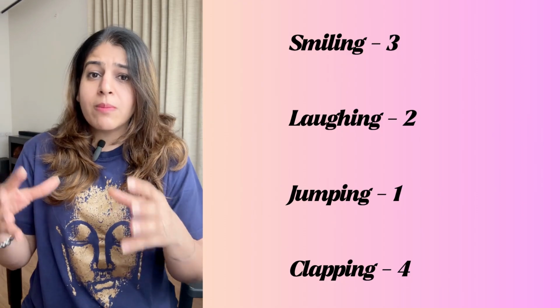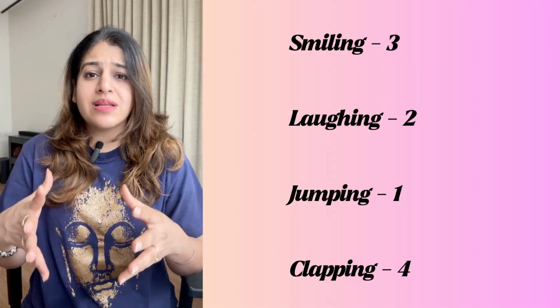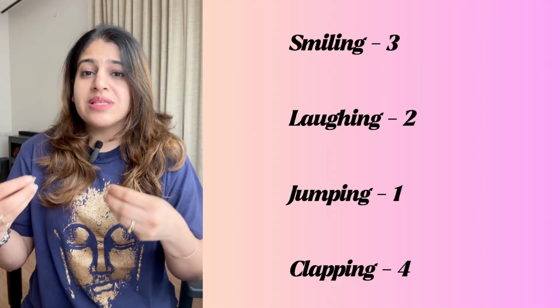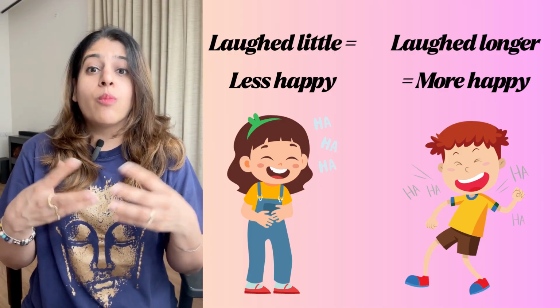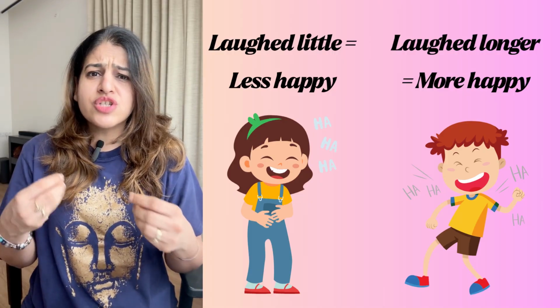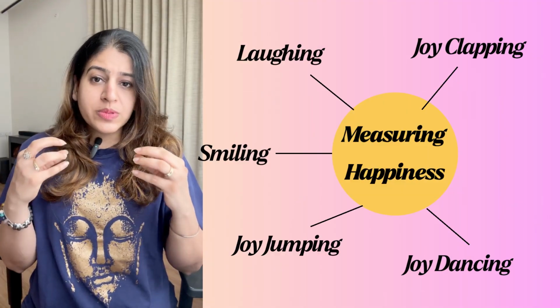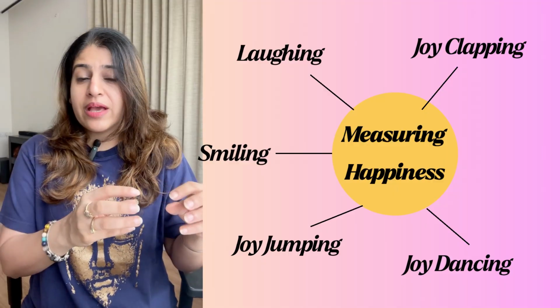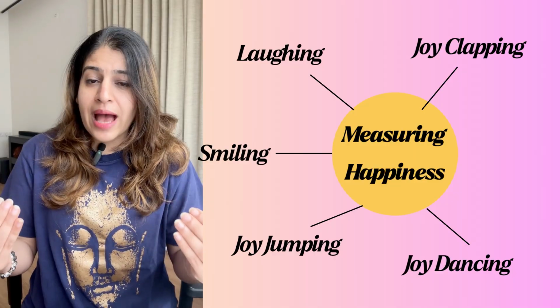Then I measure by counting the number of times. Let's say how many times the participants smiled, how many times they laughed. So if they laughed 5 times, I note that they are more happy. If they laugh just 1 time, that means they are a little less happy. So by observing these particular behaviors, I am so-called operationalizing, that is measuring their happiness.